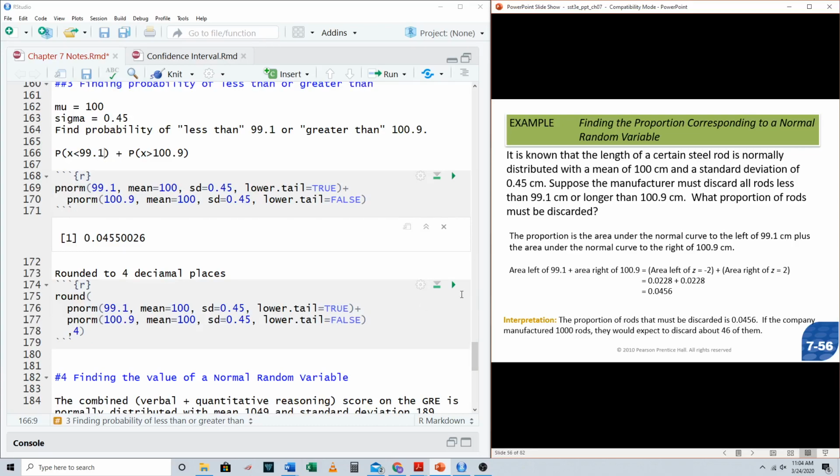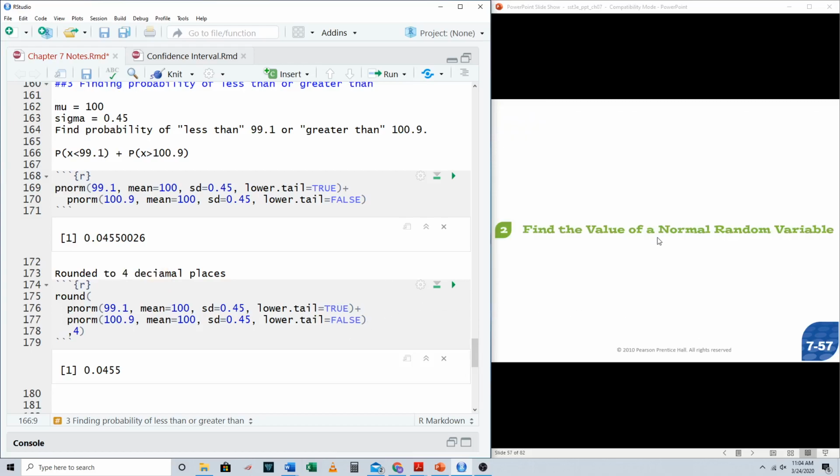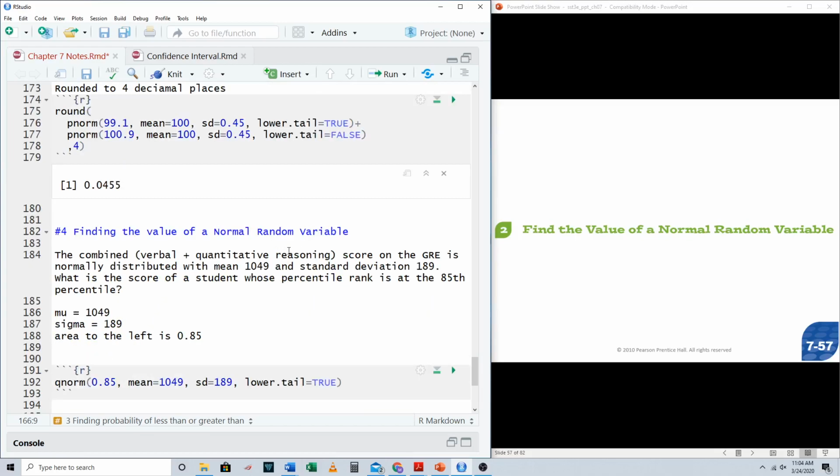So 0.456. And again, we're off by 1/10,000th of a decimal place. Okay, so again, it's okay to be off by a little bit because they're rounding, we're not. All right. So now, last part, finding the value of the normal random variable.